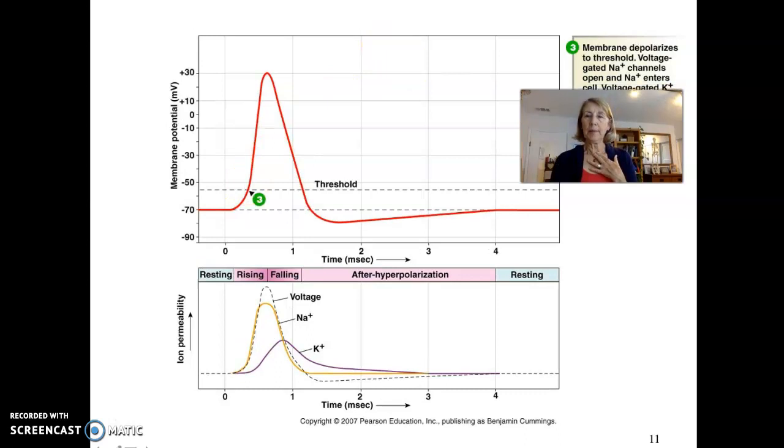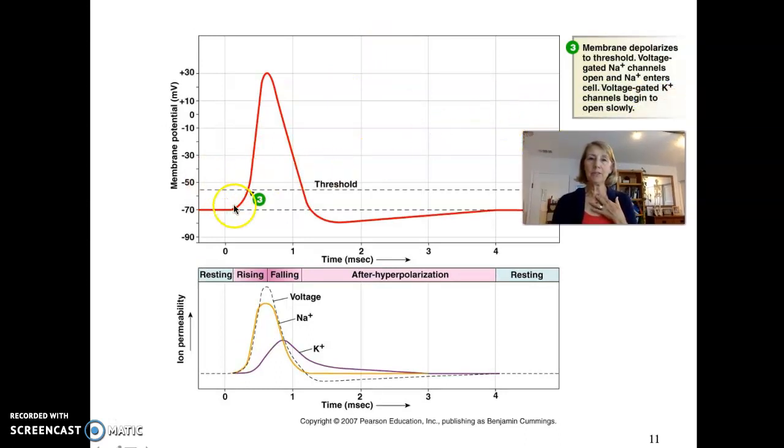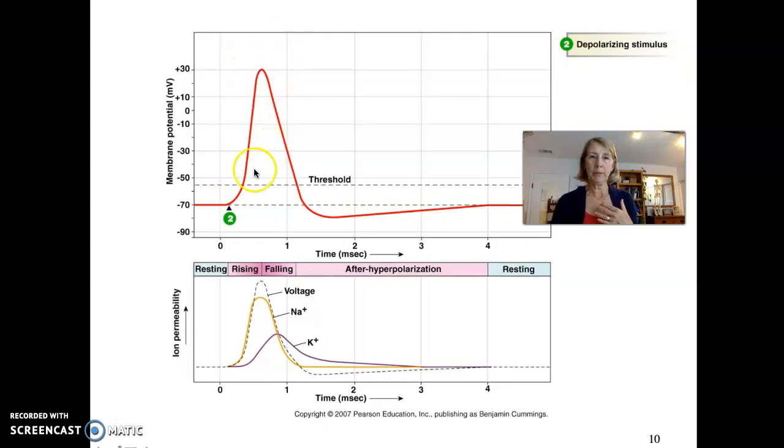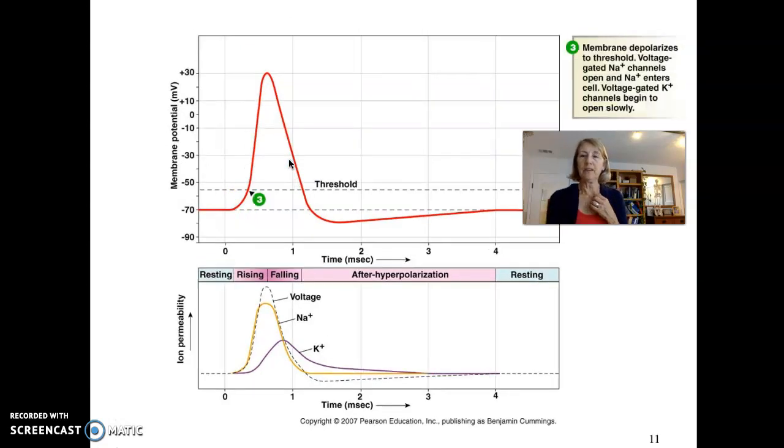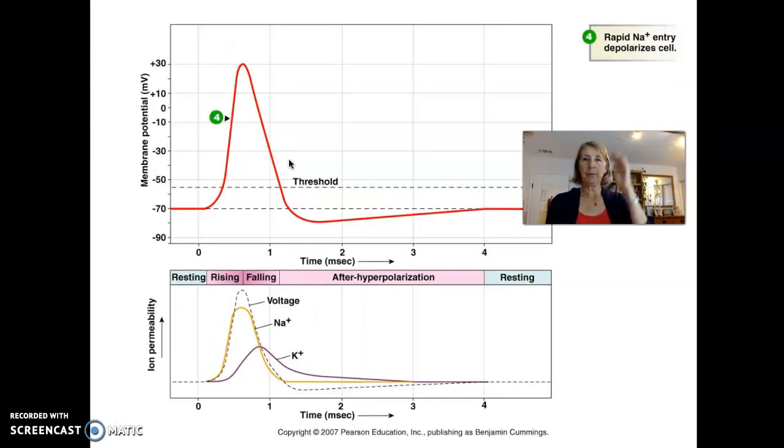What happens here? The membrane depolarizes to threshold, so more positive, more positive, more positive to a certain extent, at which from then on it's going to really continue up here and continue its depolarization. So stimulus, channels open, and sodium enters the cell, and here we are going up, up, up. Rapid sodium entry depolarizes the cell. Now look, we're at minus 10, 0, 10, plus 30, getting very positive because this sodium is flowing in.